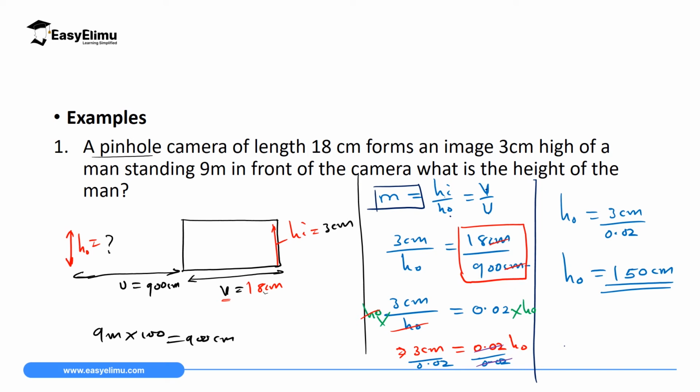And if you are required to give it in SI unit, then you will divide it by 100 because 1 meter is equal to 100 centimeter. Then if you have 150 centimeters, you will just do a cross multiplication and you will get the height of the man as 1.5 meter. So the height of the man will be 1.5 meter, or you can leave it at this point as 150 centimeters. Let's do another example.